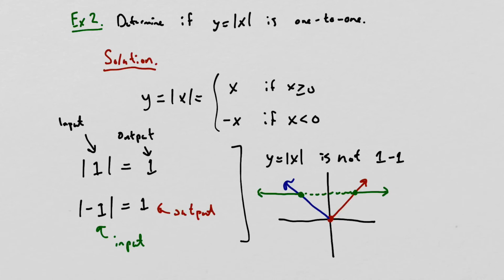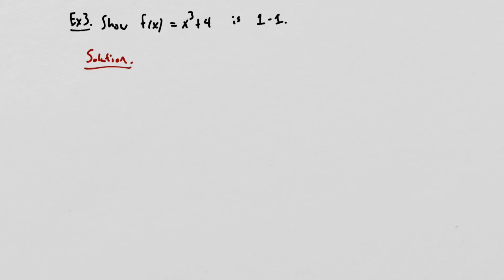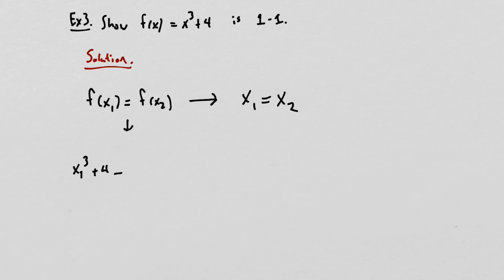Let's go ahead and try to show that a function is one-to-one using the definition. To show this is one-to-one by definition, we need to start off with the following. Given any two x1 and x2, if we evaluate the function at f of x1, and this is equal to f of x2, what we need to show is that this implies that x1 is in fact equal to x2. So let's evaluate our function at x1 and x2. This is going to give us that x1 cubed plus 4 is going to be equal to x2 cubed plus 4. Subtracting 4 from both sides, we get that x1 cubed is equal to x2 cubed.